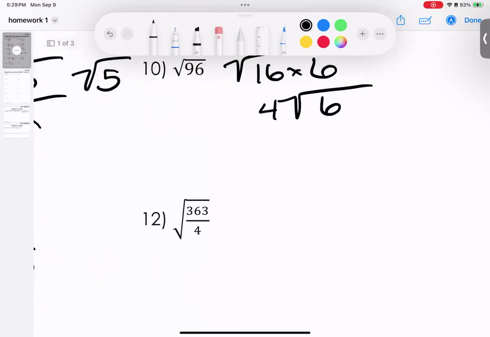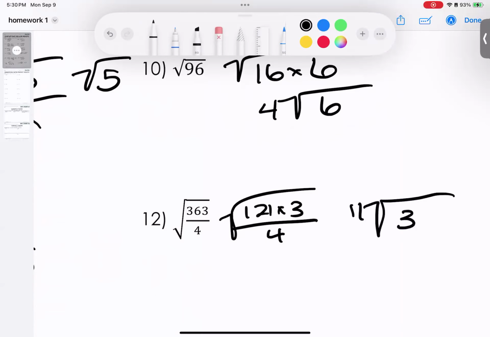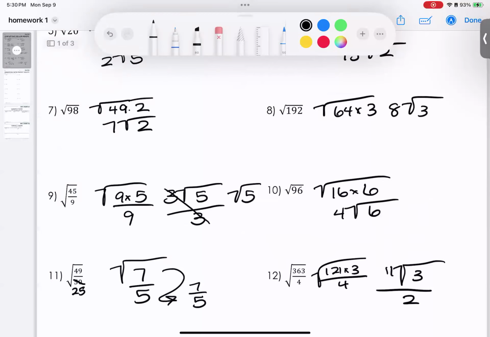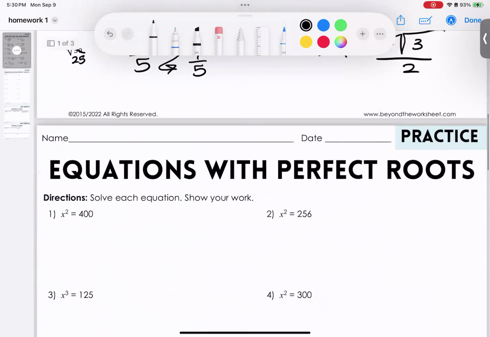Last one down here, I can break 363 into 121 times 3 over 4. 121 is 11 squared. And 4 is a perfect square. So 11 square root of 3 over 2. If you have any questions on this first page, please don't hesitate to bring them with you to class.